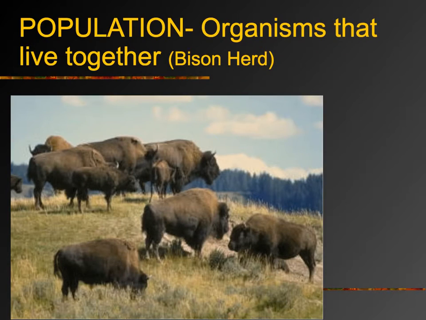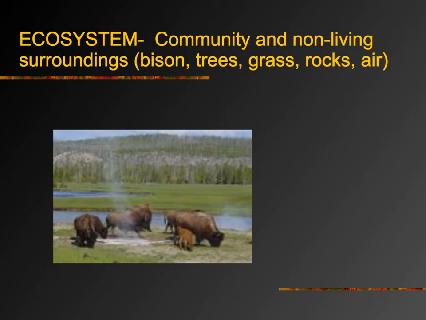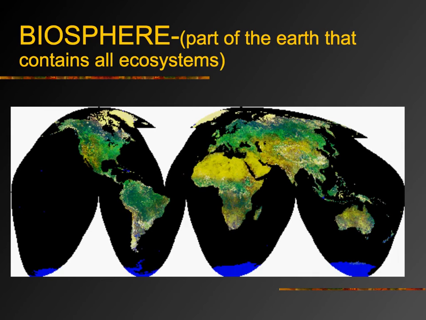A group of organisms of the same kind is called a population. Keep in mind, it has to be of the same kind. A group of populations living together create a community. A group of these create up the whole ecosystem, and this includes non-living surroundings like the trees, the grass, the rocks, and the air. And the largest level of organization that contains all of the ecosystems or a group of ecosystems is called the biosphere.